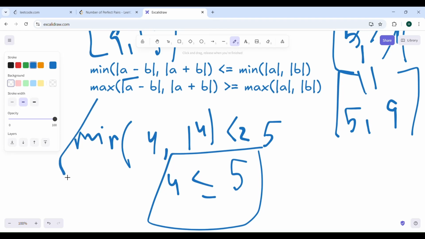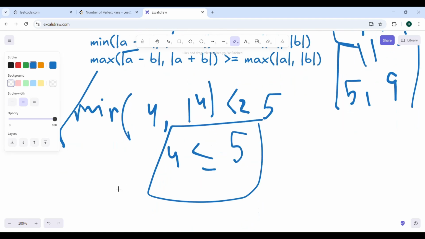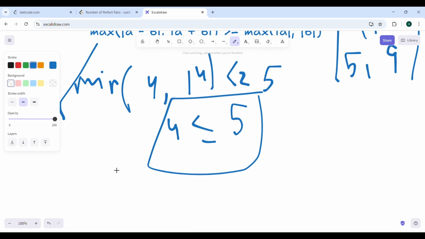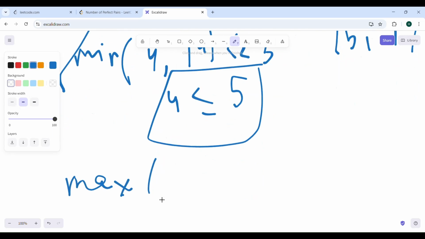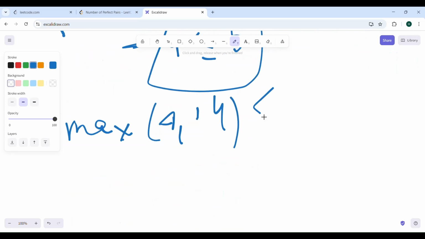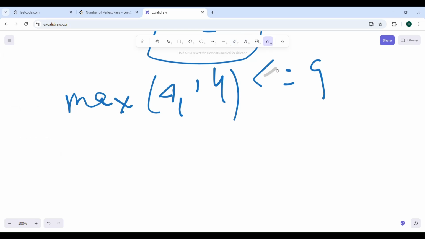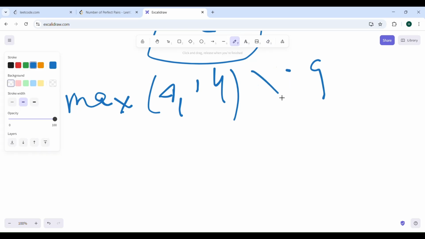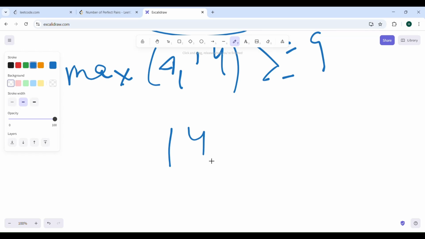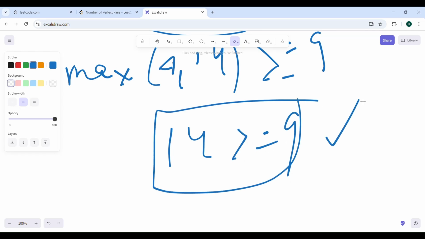The next equation says max of a minus b, so simply max of 4 comma 14. I have calculated that value already. This should be less than or equal to 9. Sorry, this should be greater than or equal to 9, my bad. And yes sir, it is also true, 14 is greater than or equal to 9. So again, this shows that this is a valid pair, and we already knew that it is a valid pair, because we have shown in abstract form that the values are the same.